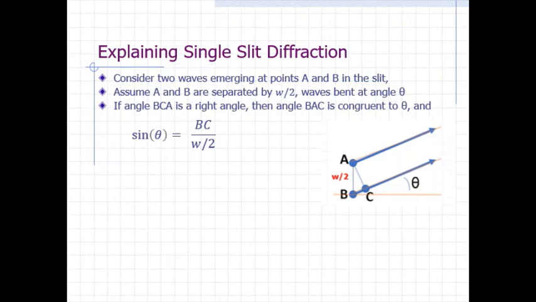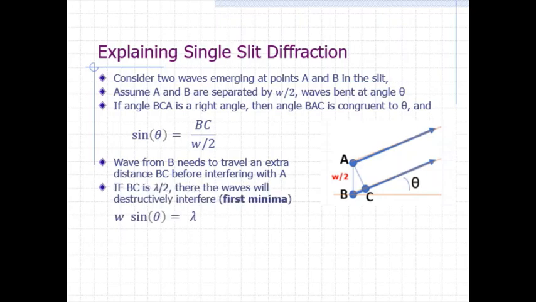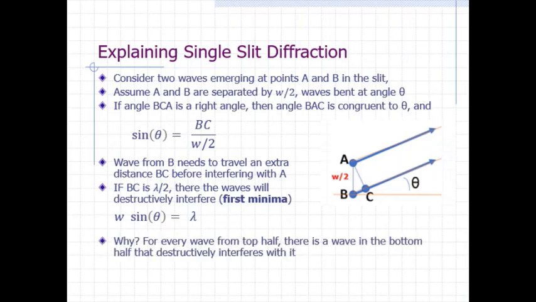W over 2. The wave from point B will need to travel an extra distance equal to the length BC before it interferes with the wave from point A. If length BC is equal to lambda over 2, then the waves will destructively interfere when W times sine of theta equals lambda. This corresponds to the first minima. Why? Because for every wave from the top half of the slit, there is a wave from the bottom half that will destructively interfere with it.